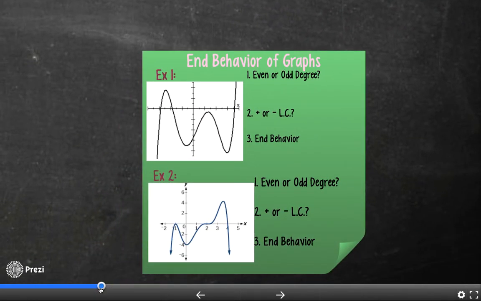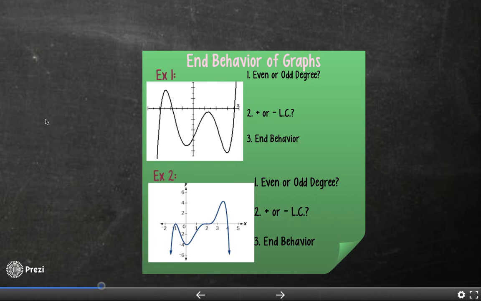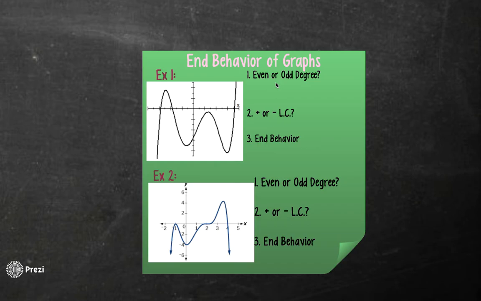Okay, guys, we have gotten to our first in-class example. Example 1 and example 2. So you will be drawing these graphs in your handy-dandy notebook. Okay, and what we're going to do is discuss the end behavior of the graphs by looking at the graph. So on the first one, I want to know, is this an even or odd degree? Which, we need to look at the arrows to determine that.